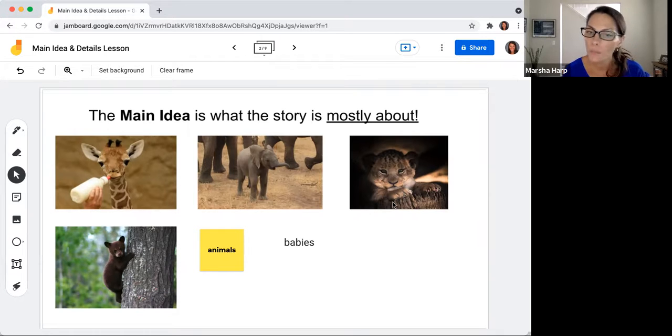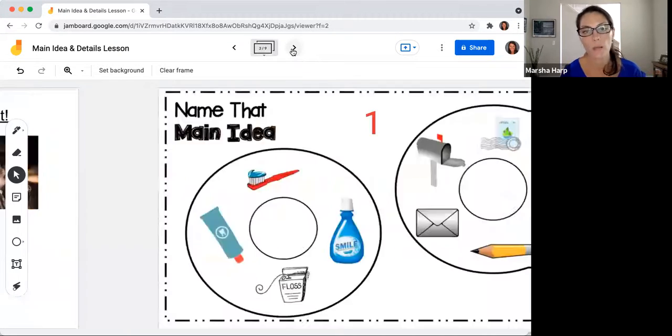Right. The other pictures don't show animals eating. Only one shows animals eating. So maybe this story is just about baby animals, but there might be a detail included about how to feed the animals in that story. All right, great job, guys. So that's kind of how the main idea works. You're looking for details to tell what the story is mostly about.